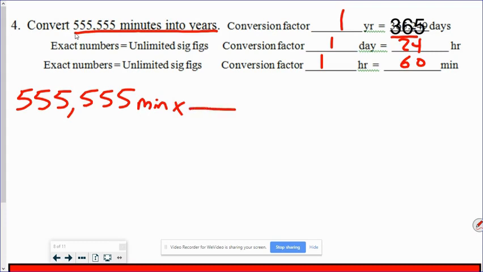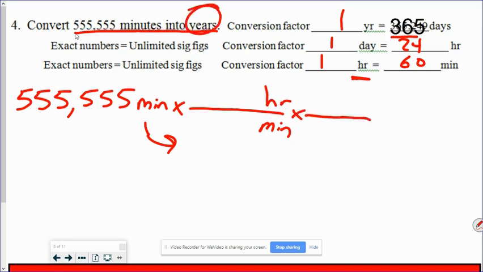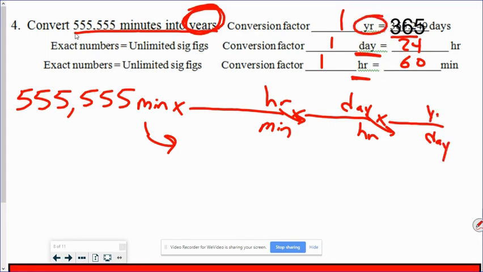Minutes, multiplication sign, division bar, whatever is up here goes down there, minutes. What can I convert minutes into? Well, I can convert minutes into hours. Multiplication sign, division bar, because I don't want hours, I want years. So whatever's on top goes on the bottom, hours. What can I convert hours into? Well, now I can go to days. Multiplication sign, division bar, because I don't want my answer in days, I want it in years. So whatever this label is, it must go down there. And what can I convert days into? I can convert that into years.